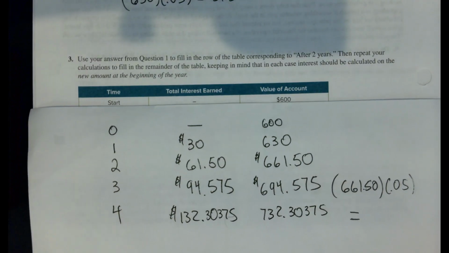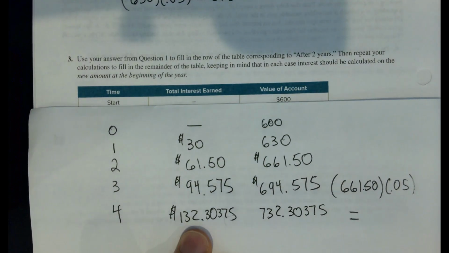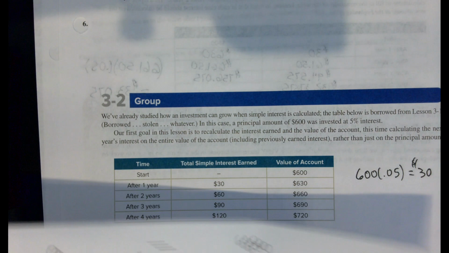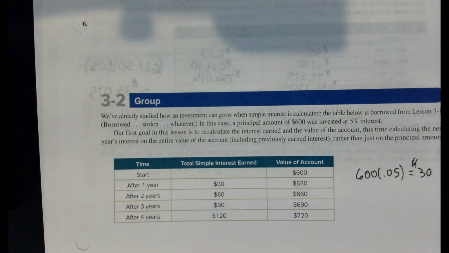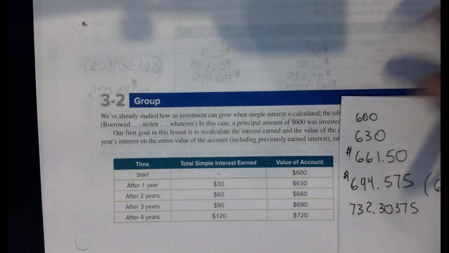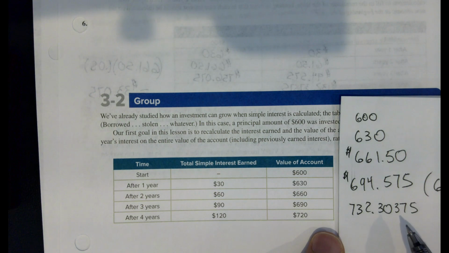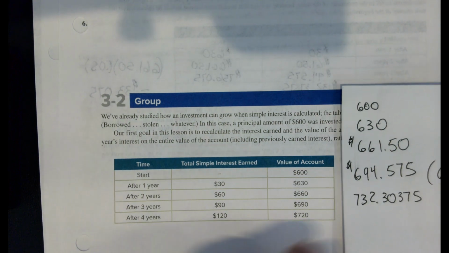Okay, so here's the difference between compound and simple interest. Let's actually go back and compare this to what was the account balance after 4 years for simple interest. $720 versus this new amount of $732.30. It was an extra $12.30 over a 4-year period. Not super amazing, but we didn't have to do anything. So a nice increase.